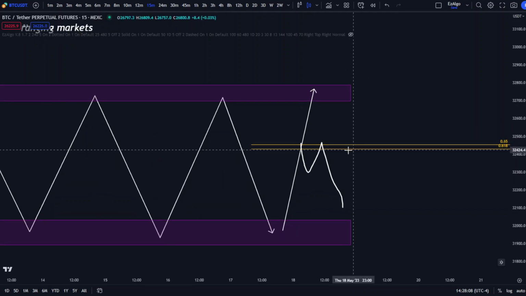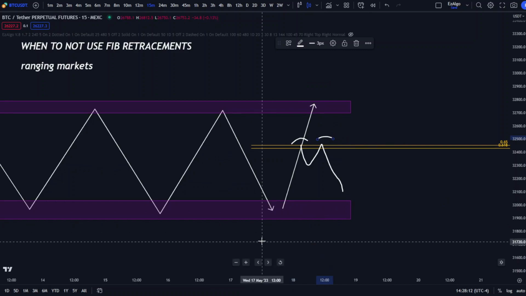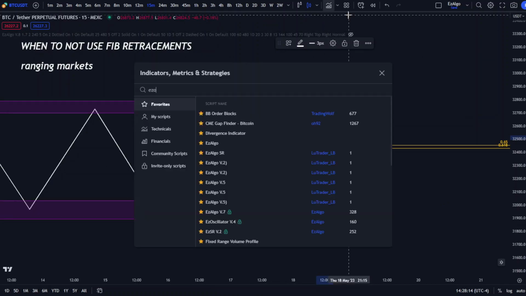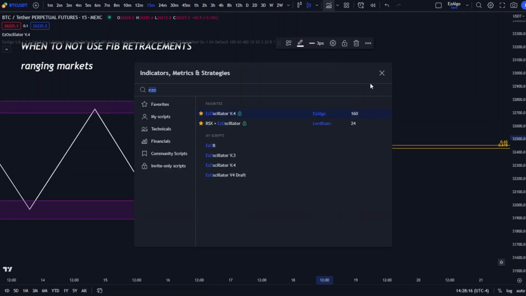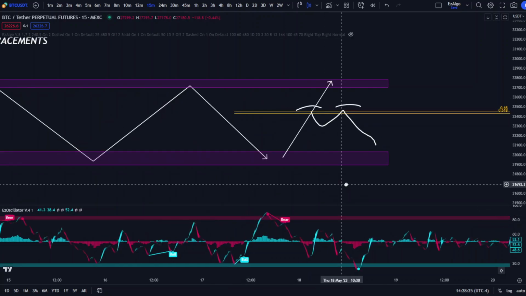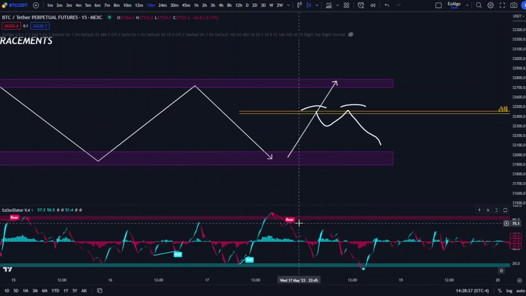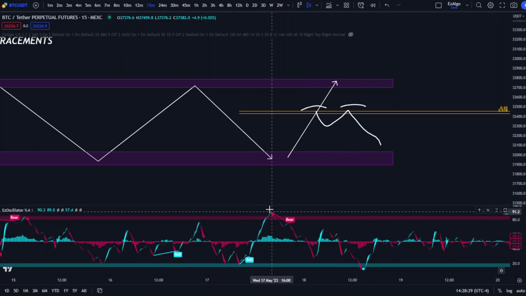Some sort of double top, right? It could be a double top. It could be a bearish divergence, right? So using the Easy Oscillator, this is part of the Easy Algo bundle, you can look for some sort of bearish divergence if you're at the golden pocket, or look for the oscillator in the overbought or oversold zones, right?